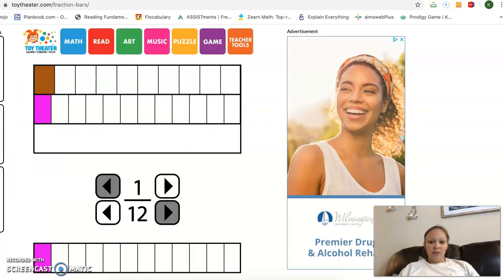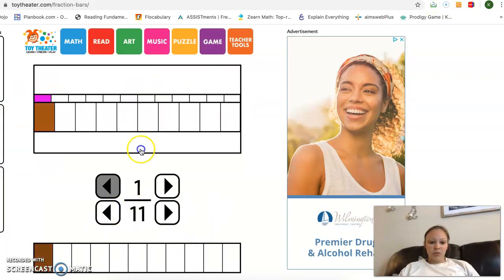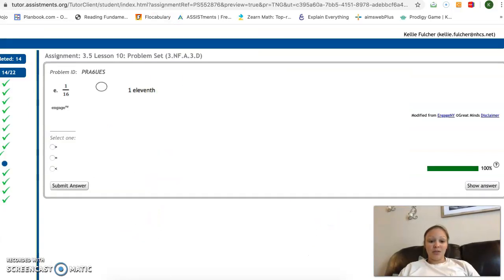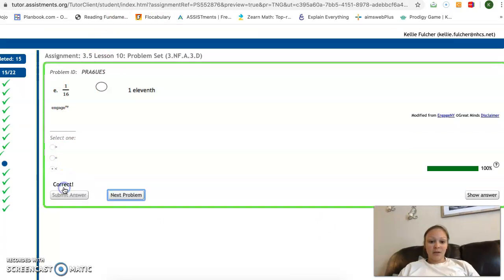1/16 and 1/11. I think this only lets me go to 12ths, so I'll show you 11ths. Here's 11ths. 16ths. Since the bottom number is bigger, that means that fraction is actually going to be smaller. So 1/16 is going to be less than 1/11.